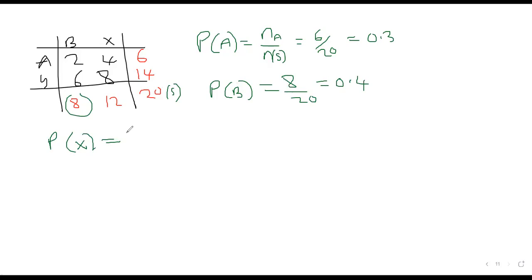Could it be 12 over 20? Correct. 12 over 20, which is 0.6. How about the probability of Y? 14 over 20, which is 0.7.